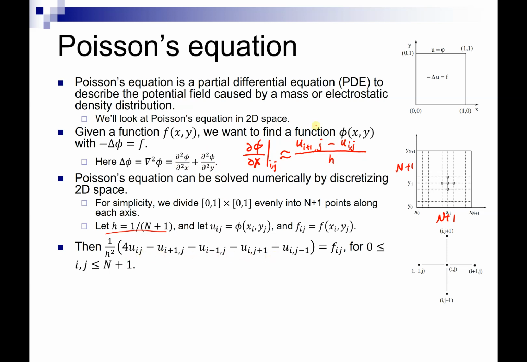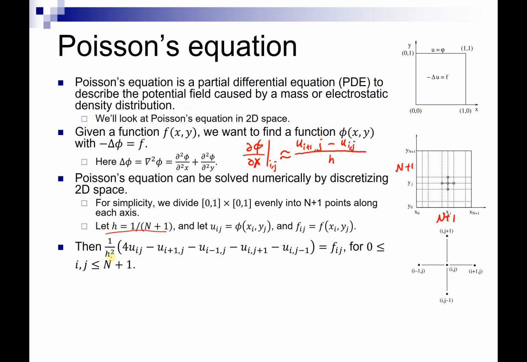Just like over here, you can write this in terms of the u values. You can also write the second derivative in terms of the u values, and then you want this to be equal to the value of f at this location. You want this to hold for all the points, for all ij from 0 to n plus 1.